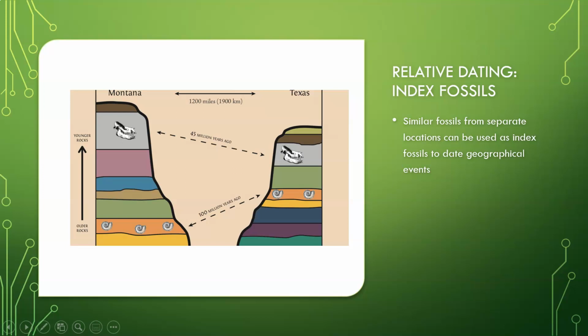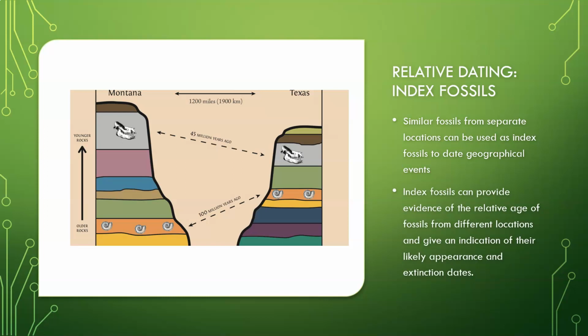Now, as you can see, they're at different levels in terms of the strata, but our ammonites here and our ammonites here were around at the same time. So for whatever reason they're at different levels, we can date these ammonites as living 100 million years ago. So that's how we use relative dating.